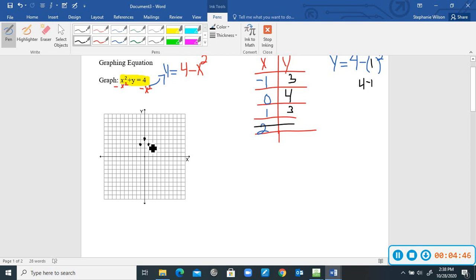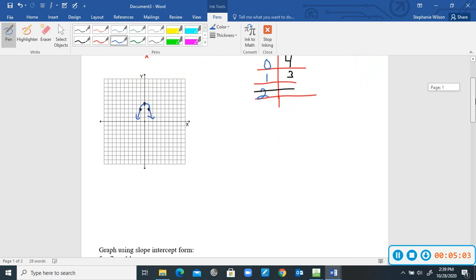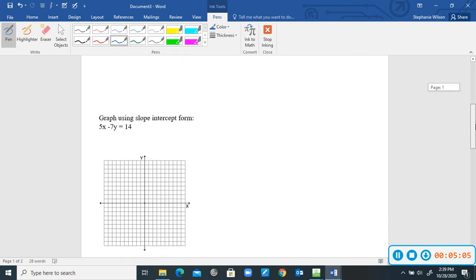We're going to plot our point, and now we are going to do our best to curve it. There you go. We got our parabola. It opens downward. So yay, that's graphing this particular equation by plugging in points.